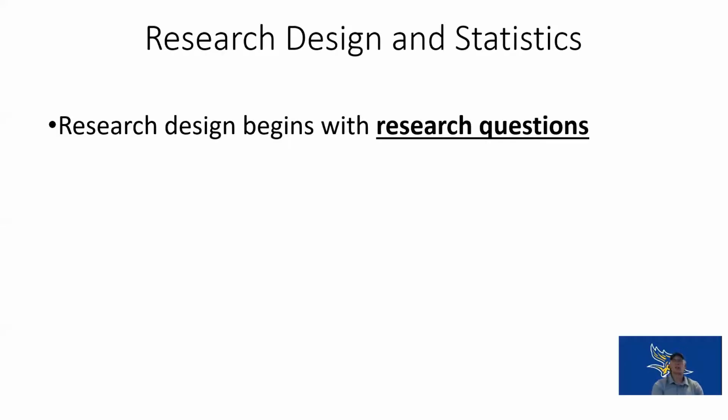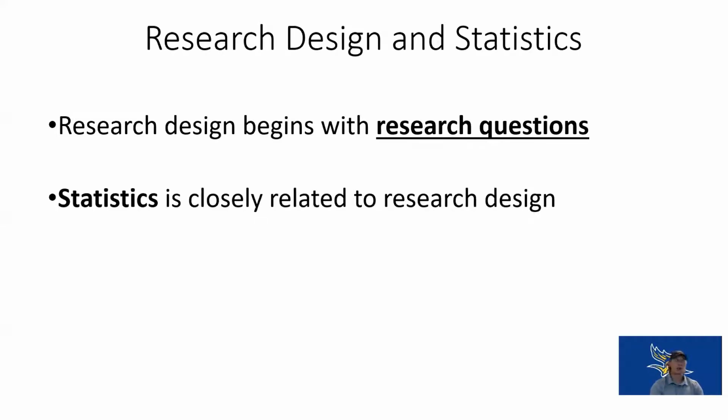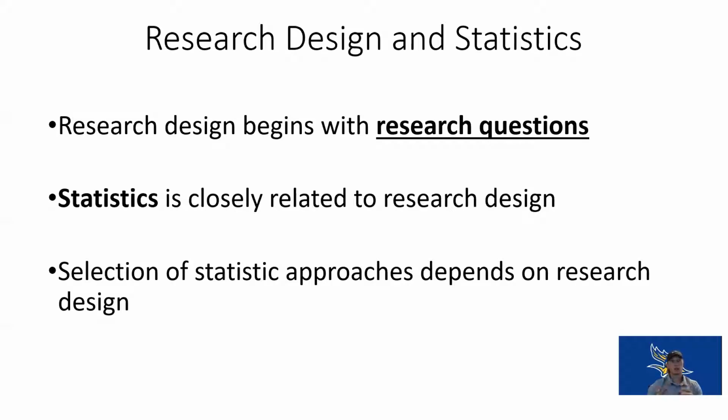Okay, so research design starts with research questions. So what do we want to learn? And statistics are closely related to the design because the selection of the statistics depends on the design of the research. So we need to have our clear research question. Based on that research question and what we want to find out, we will use a statistical approach that fits the question and fits the design of that study. So we have to mesh them together.